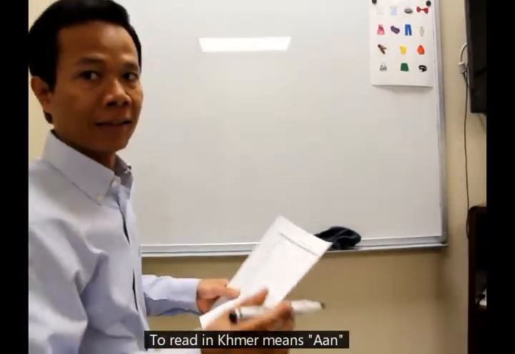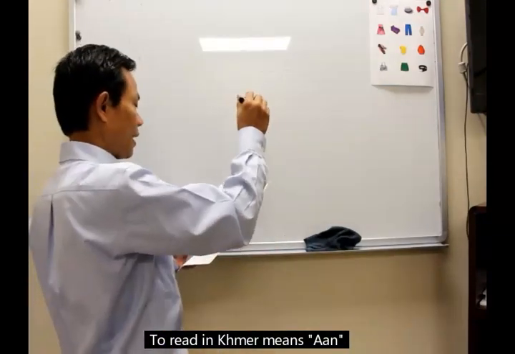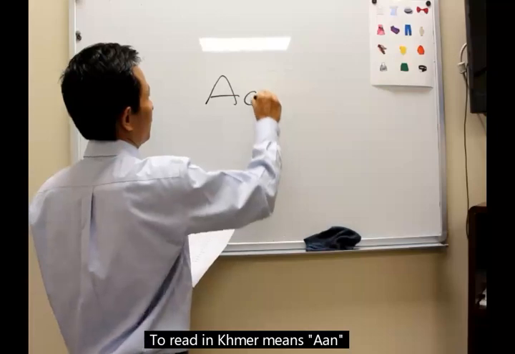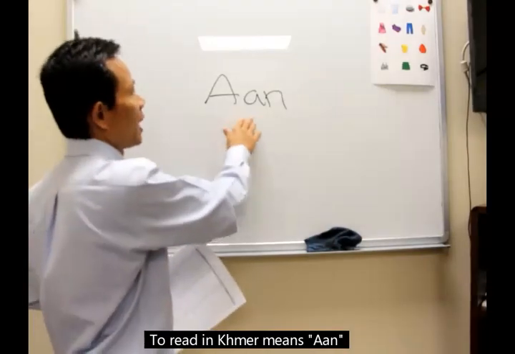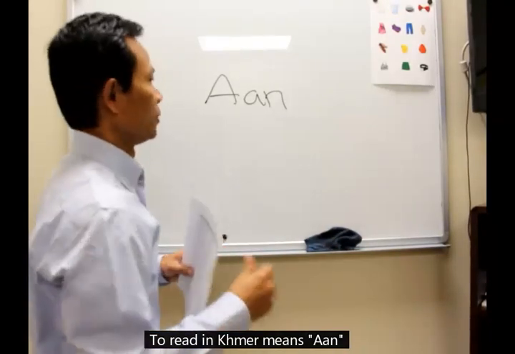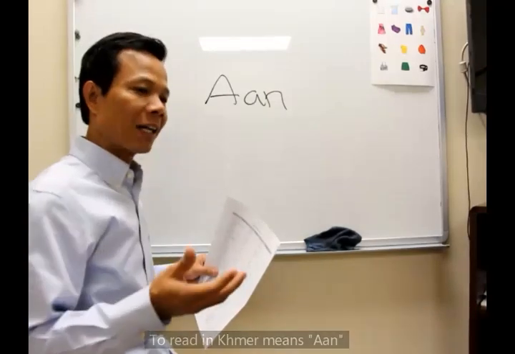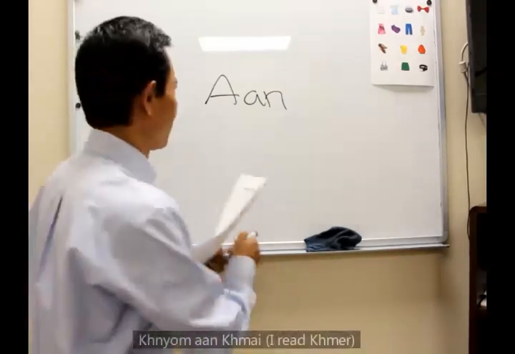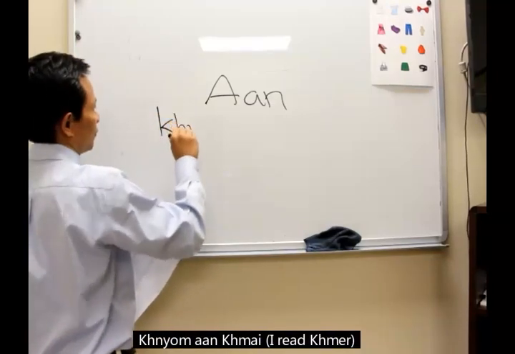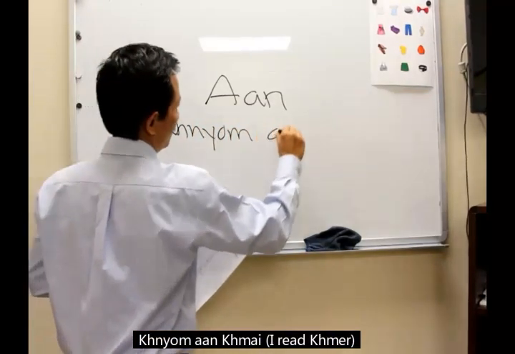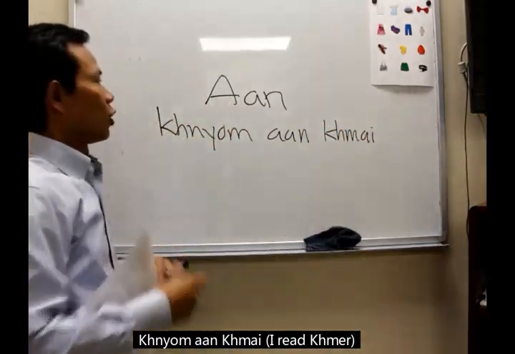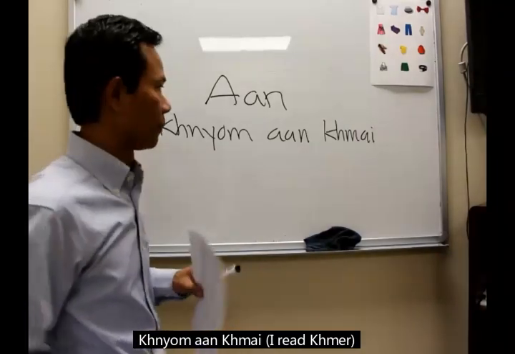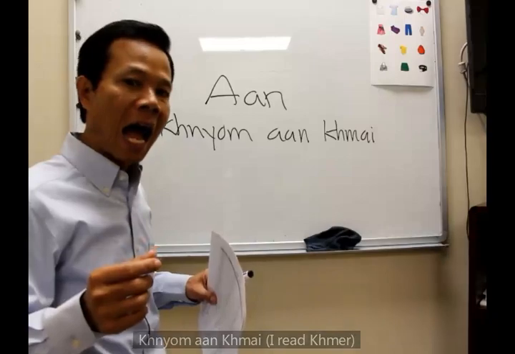In English we say to read, but in Khmer we say an, ba, an. An is to read in English. So in Khmer we say an, but you can say Khnyom an Khmer. I read Khmer. So an is to read.